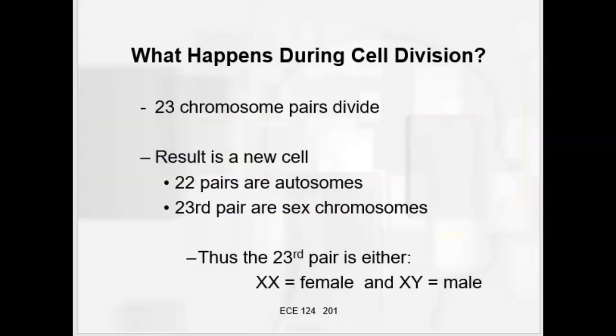So what happens during cell division? Well, we have 23 chromosome pairs which divide, and they result in a new cell. There's 22 pairs of autosomes, and the 23rd pair is the sex chromosomes. So again, if you've had basic biology, you know that an XX results in a female, and a chromosome combination of an XY turns into a male. And all developing embryos begin to develop as a female. And if it has the genetic code that it's an XY, then it floods the developing embryo with testosterone, and the embryo begins to develop as a male.